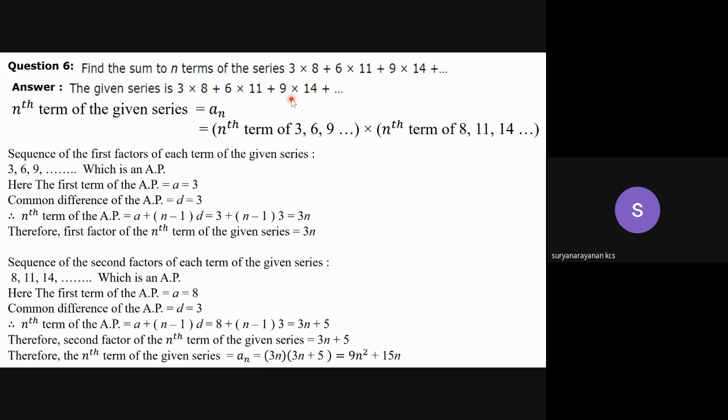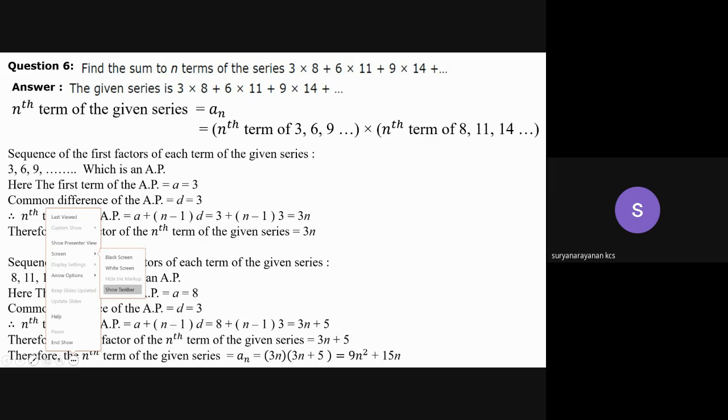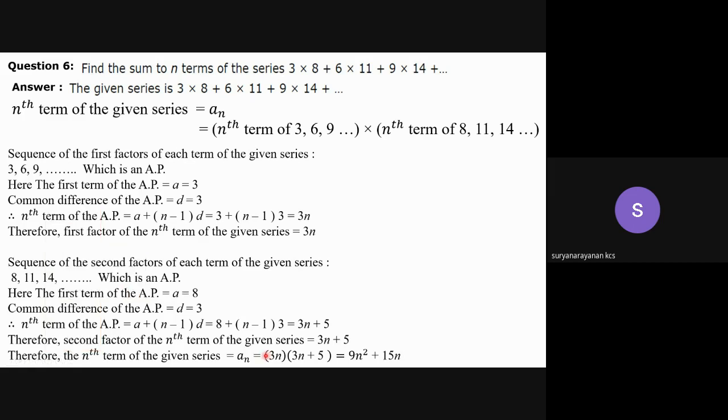So in this series, first of all, we have to find the nth term. What is the nth term of this given series? By using our previous knowledge, we have to find the nth term of the given series. So first let us take the first factors. See the sequence of the first factors of each term of the given series.